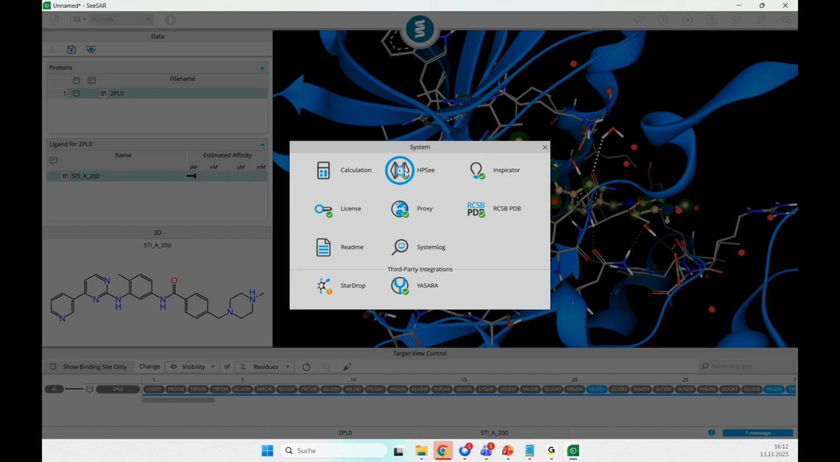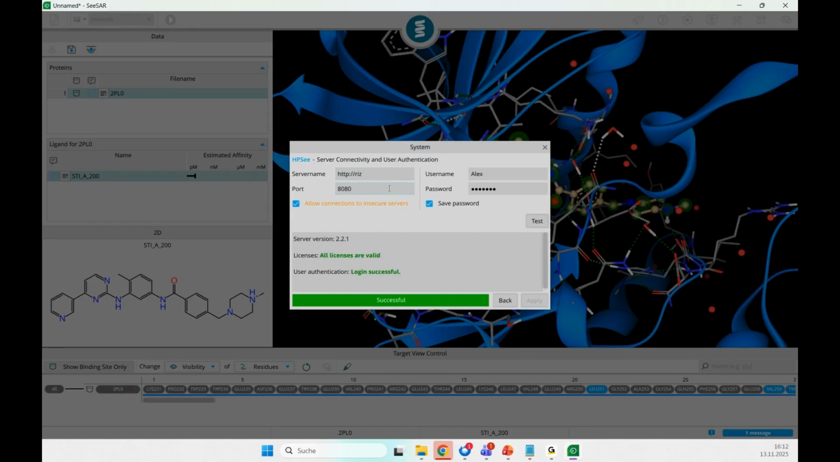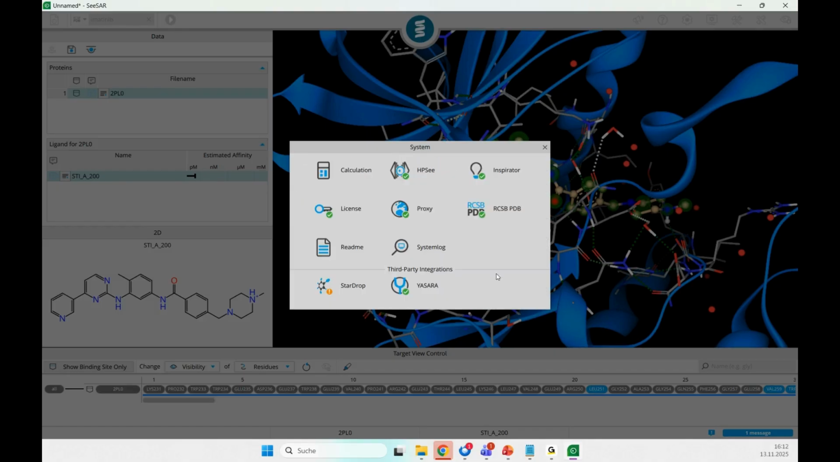In HPC, this is where we connect SeeSAR to our high-performance computing platform called HPC. This is where you can type in how you would like to connect and also your login. In the Inspirator mode, we'll talk about that later on, is where you can select the libraries you would like to use for ideation processes.